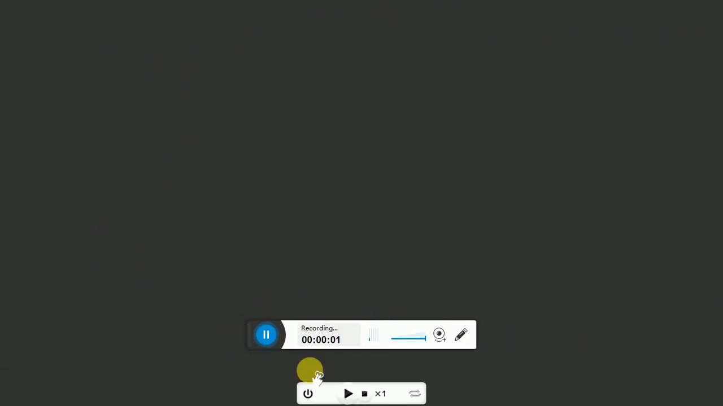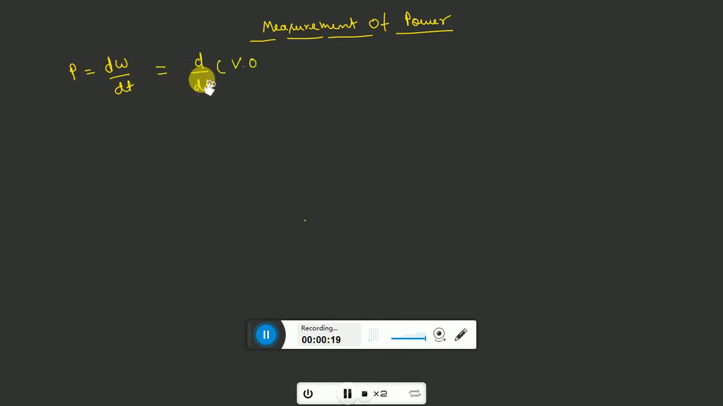Hello everyone. So today we will discuss measurement of power. Okay, measurement of power. Basically power is written as P = dW/dt, which is P dt. In bracket, V multiplied by Q. Basically W is written as V multiplied by Q.